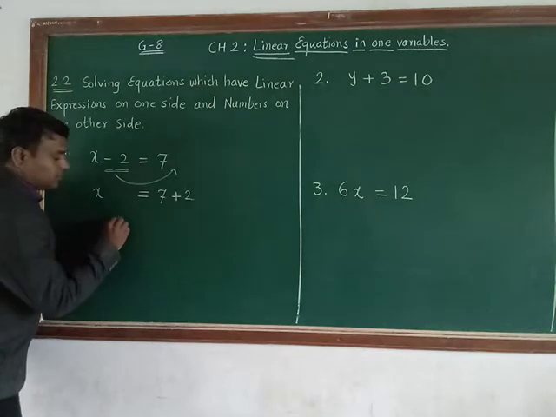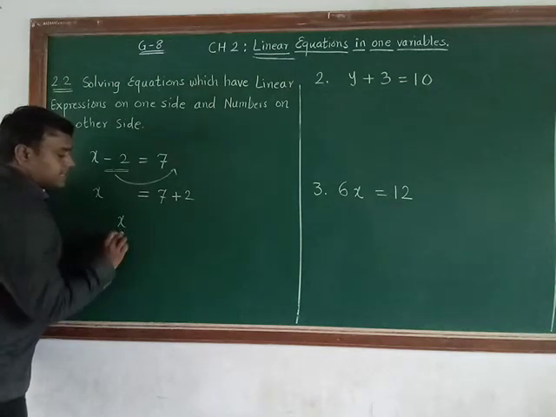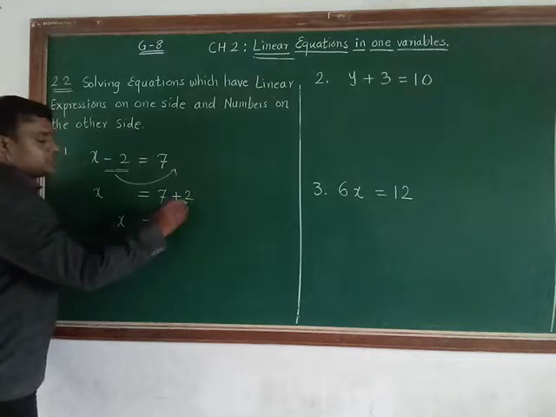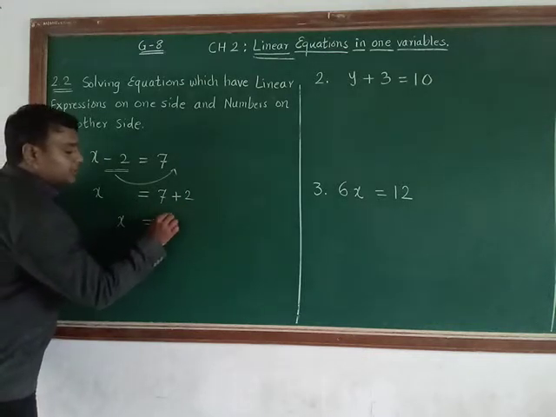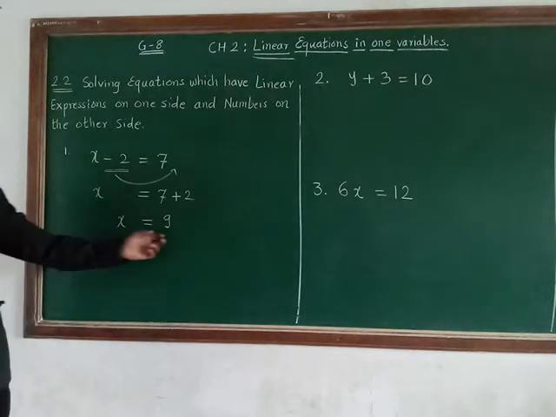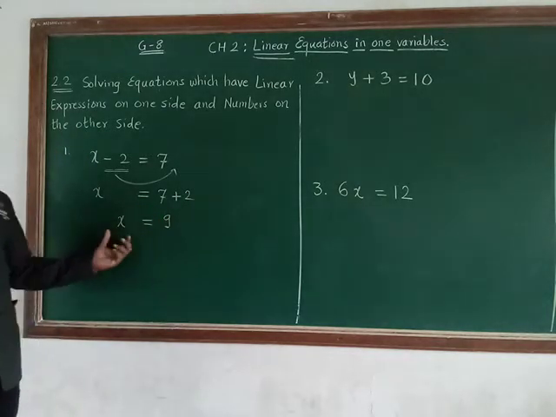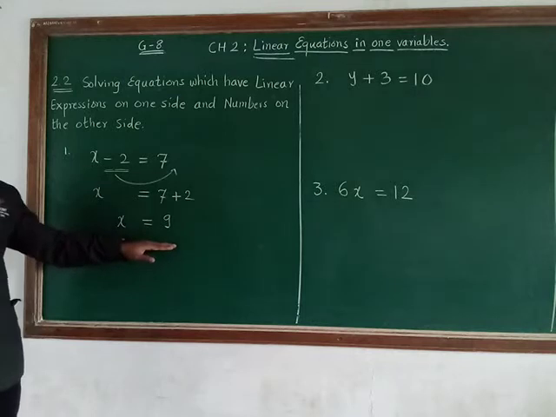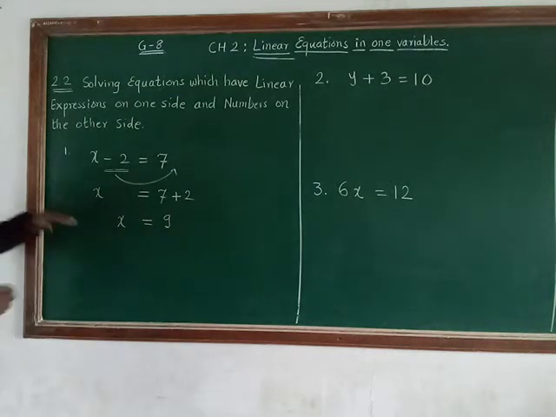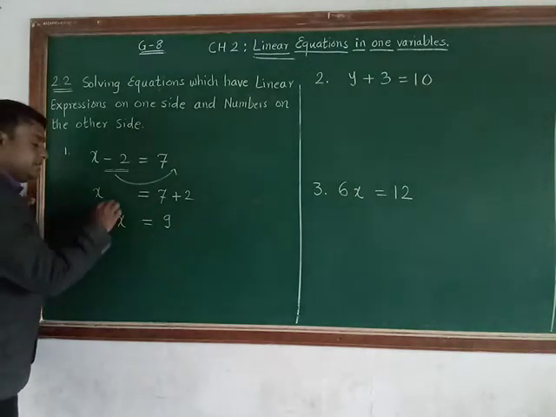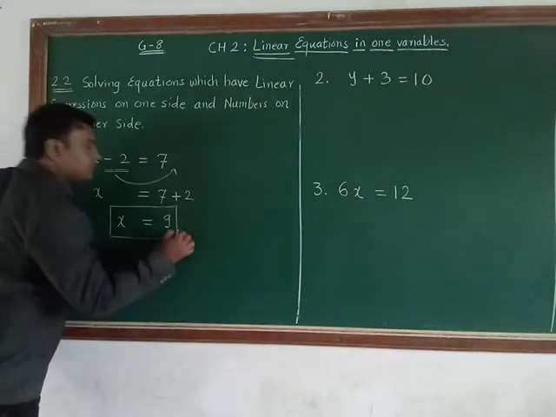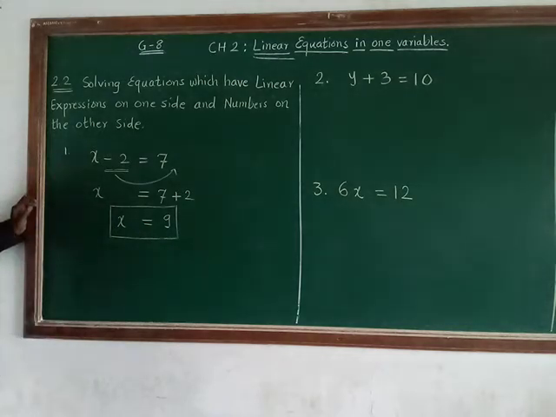So what we get over here is x equal to 7 plus 2. What is 7 plus 2? It is 9. So here we got a solution. That means we got the value of our variable. The variable value is 9. So x is equal to 9 is the solution of our linear equation.